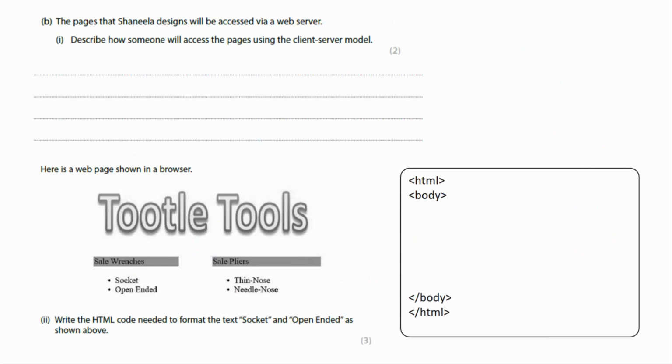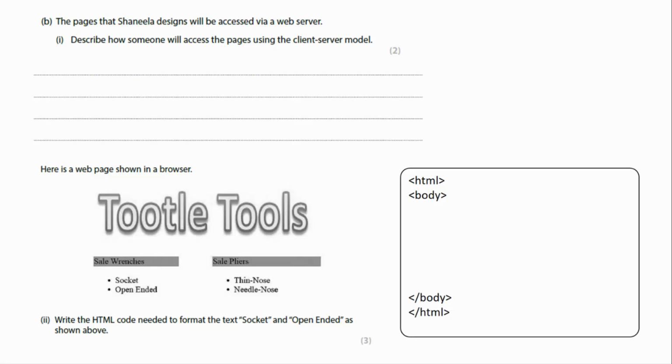The next few questions are on websites and networking as a whole. So the pages that Shanila designs will be accessed via a web server. Describe how someone will access the pages using the client-server model for 2 marks. So it should be relatively straightforward, this. So the way this works is if a client, your web browser, makes a request to the web server for this desired web page, which is then sent back to the client.